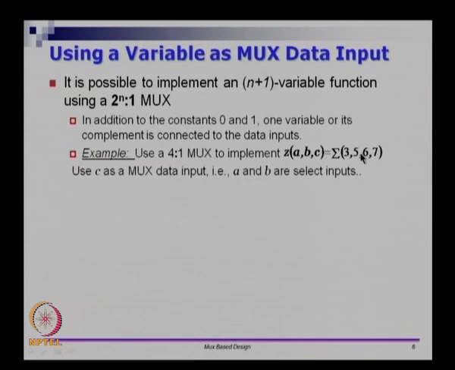Z of ABC is sigma 3, 5, 6, 7, and what I am going to do is use C as a mux data input and A and B as select inputs, and if I do that I should be able to implement this using a 4 is to 1 mux. If I directly do this, I need an 8 is to 1 mux because it is on 3 inputs, I will need 8 different input lines. Let us see how to do this. So let us look at various combinations.